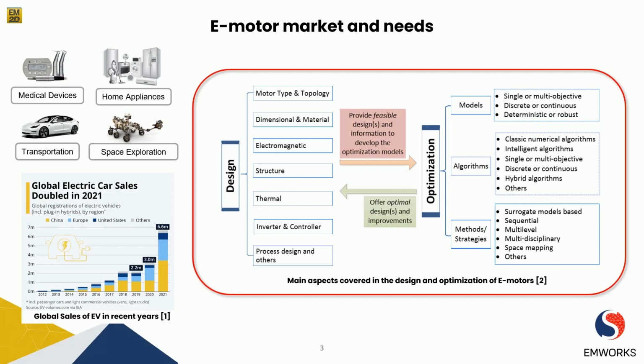As we all know, electric motors cover a wide range of applications, and they are an inseparable part of today's industry, from medical devices to home appliances, transportation systems, or even advanced technologies and applications such as space exploration. As you can see here, we have data showing that global electric car sales doubled in 2021.